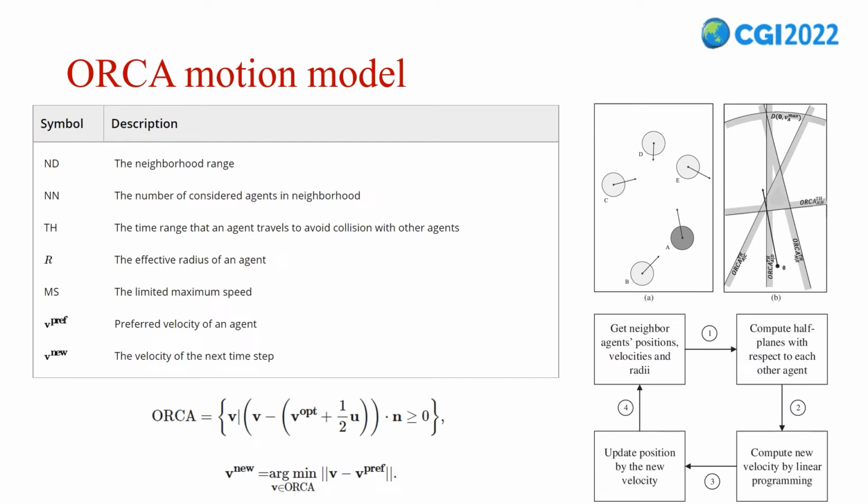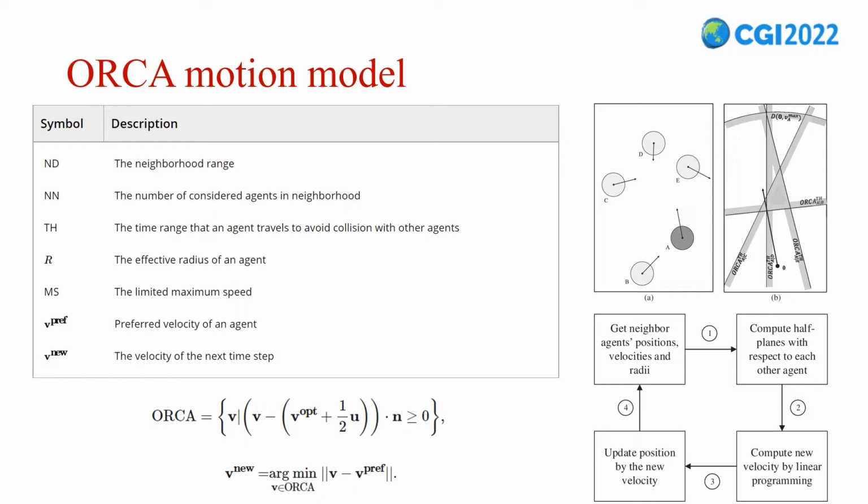ORCA is the most widely used velocity-based collision avoidance model in computer graphics, and our method uses ORCA as the basic model. The table on the left shows the definition of parameters and variables of each agent in ORCA. The core idea of ORCA is to transform the cloud collision avoidance problem into solving the optimal velocity in the half-plane, as shown in Figure A and B.